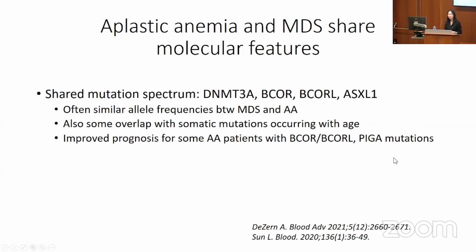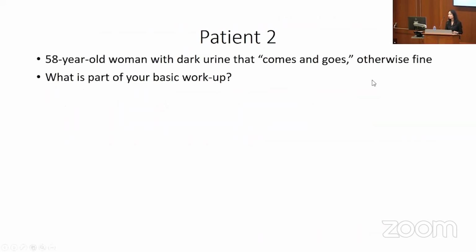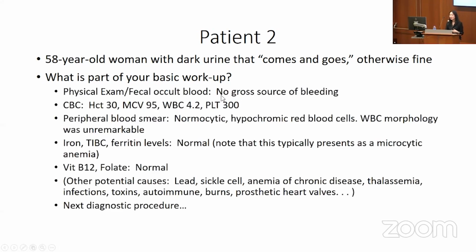PIGA mutations, of course, you know from PNH, and there is that connection between PNH and aplastic anemia, so that makes sense. Patient 2 is a 58-year-old woman with dark urine that comes and goes, otherwise fine. What is part of our basic workup? I depend on our hematologist here to work up no other sources of bleeding, that the peripheral smear is essentially unremarkable, iron levels are fine, vitamin B12 and folate are fine. So the next diagnostic procedure here, given the clinical history, is not a bone marrow, it's a peripheral blood flow.